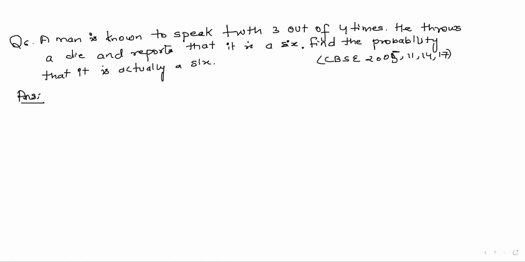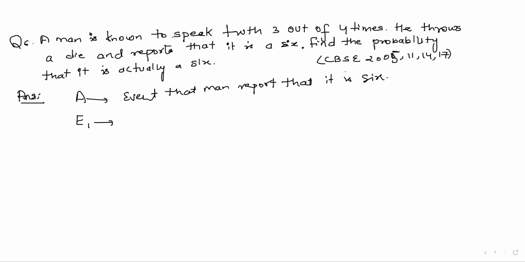A will be the event that the man has said it is a 6. Yes, great. The event that the man reports that it is a 6. Okay, now what is E1?